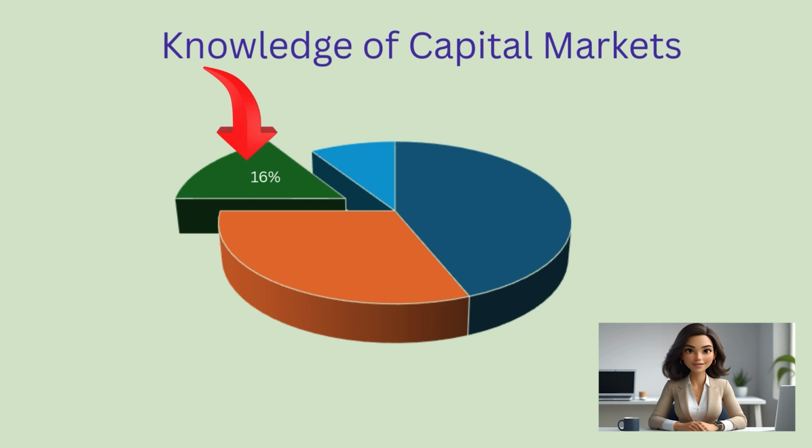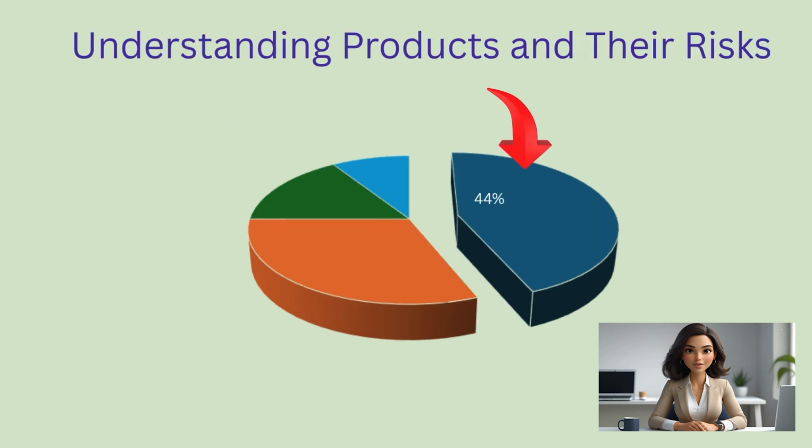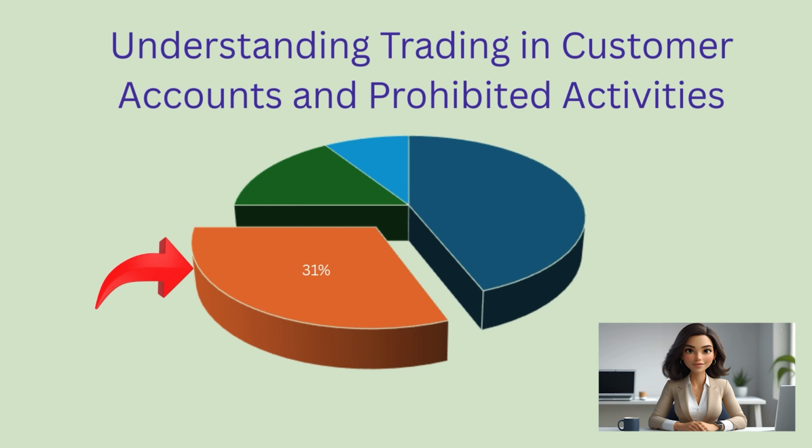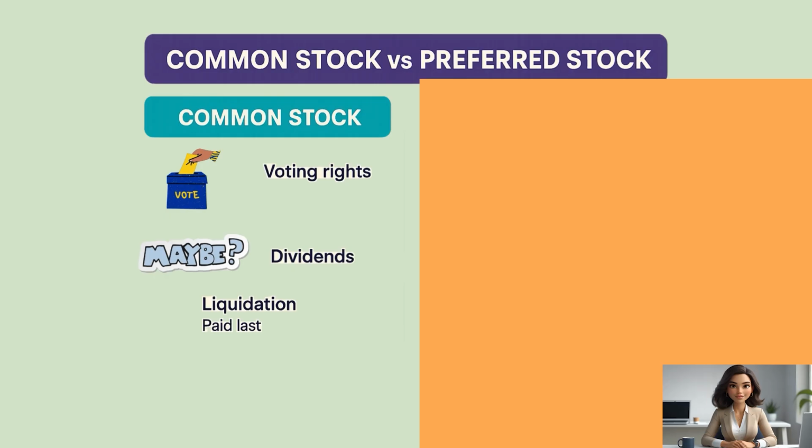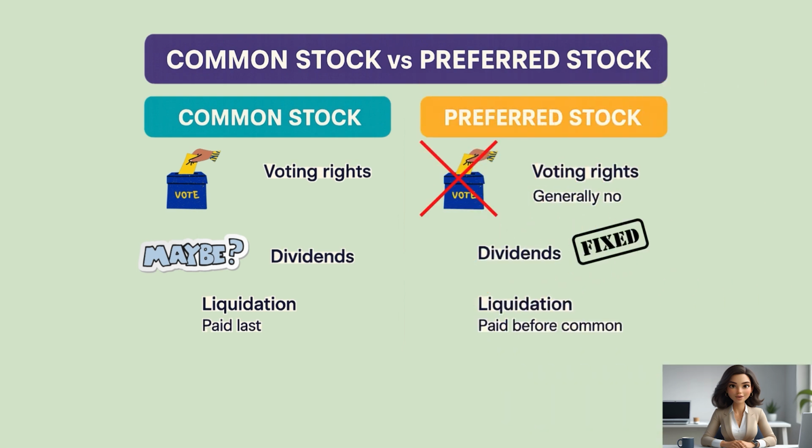The exam is 75 questions and there are 4 categories: knowledge of capital markets, understanding products and their risks, understanding trading in customer accounts and prohibited activities, and lastly, an overview of the regulatory framework. Preferred stock and common stock are both equity stocks, but they differ in how they work.